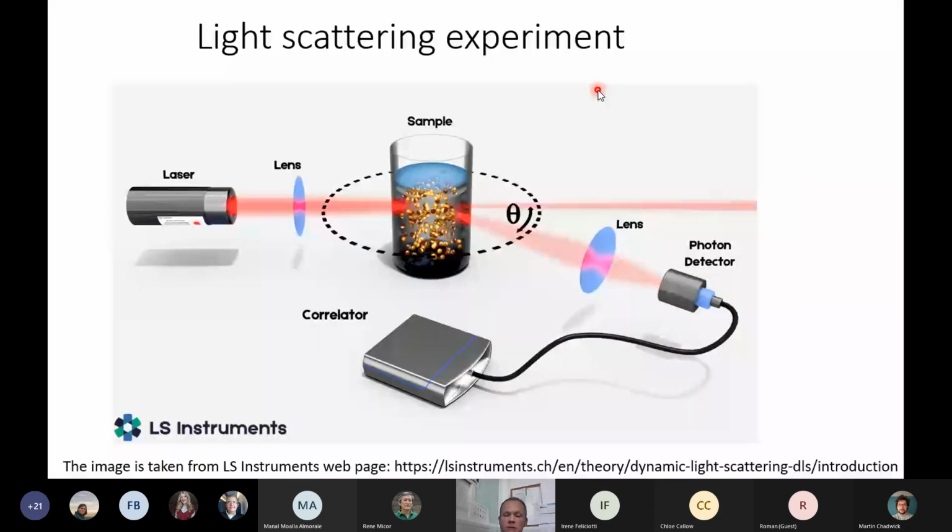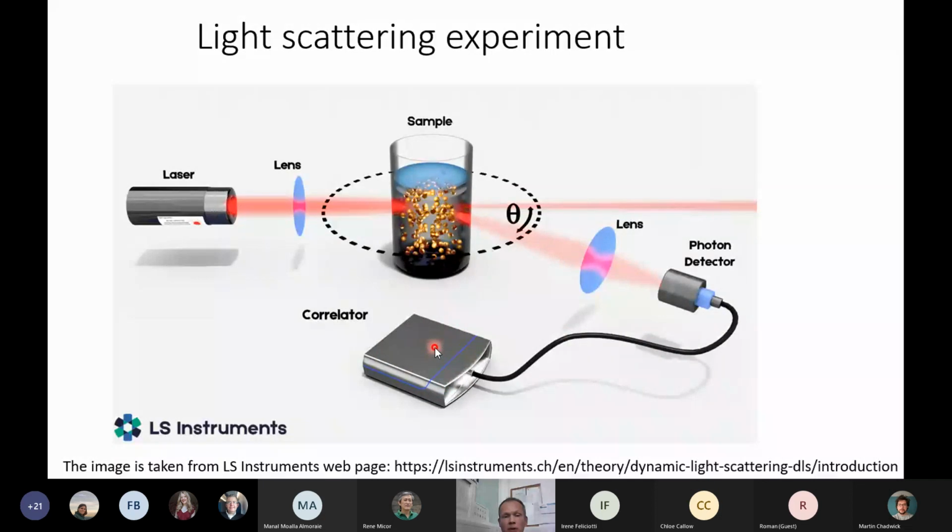So just to understand how it works, I would like to present here a general light scattering experiment. Here we have a source of light. This is a laser. It goes through the lens to the sample. That could be a solution of proteins. And the scattered light, the light that actually deviates from its original path, is gathered by a detector, and then it's analyzed by a device that is known as a correlator.